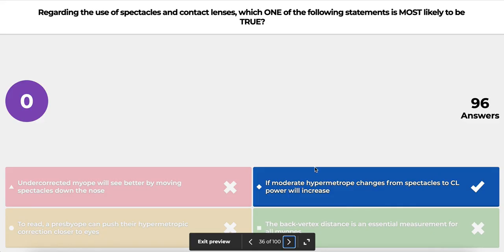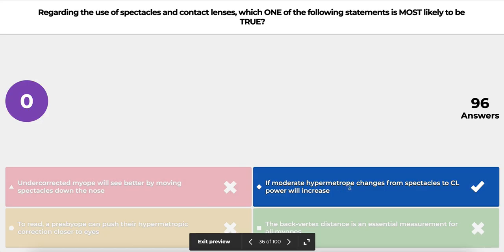So let's review the answers. An undercorrected myope will see better by moving the spectacle toward his eyes, not down his nose, because this way he will increase the effectiveness of the lens, or increase the magnification.